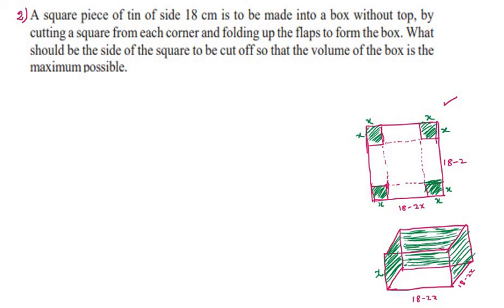We do not know that, only we have to find out. For this, I have taken x. Understood? If I take x, what will be the remaining length? See here the remaining length. The remaining length of the sheet after cutting a square x centimeter from each corner. The length of the remaining portion is what? 18 minus 2x. And this side, this also will be 18 minus 2x. Yes, it's very clear.